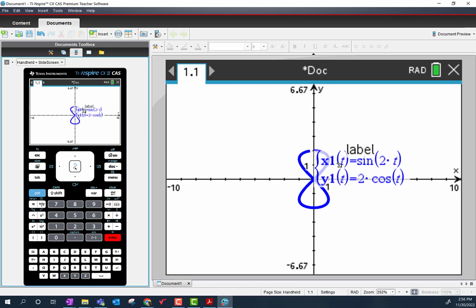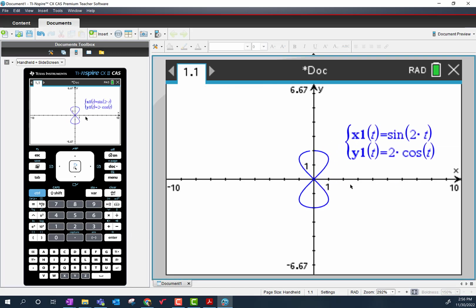And now I'm going to hit enter. And it actually graphs so fast that it's hard to tell. I'm not as familiar with this calculator as I am with my old one, but there is a way to slow it down so you can actually see which direction it's going in. But that's kind of cool, like a figure 8. So that's what that creates.